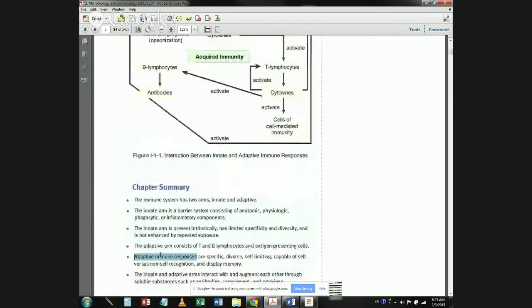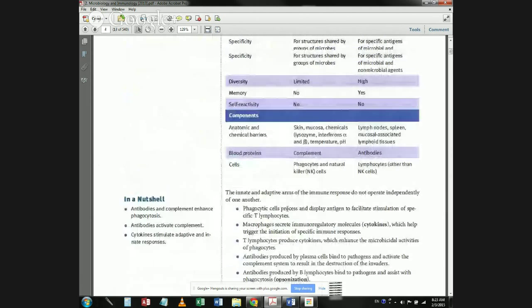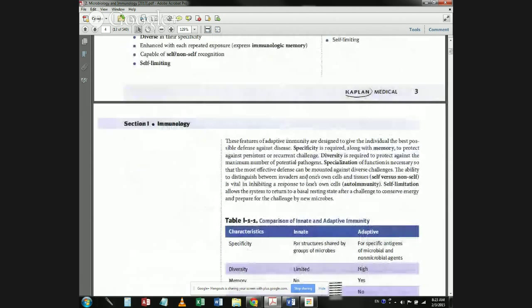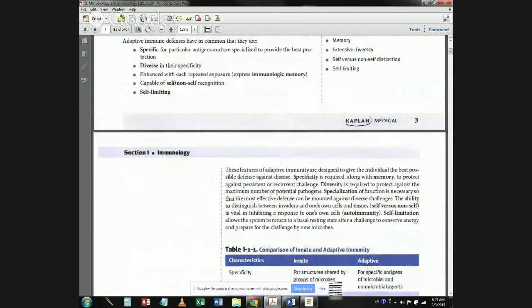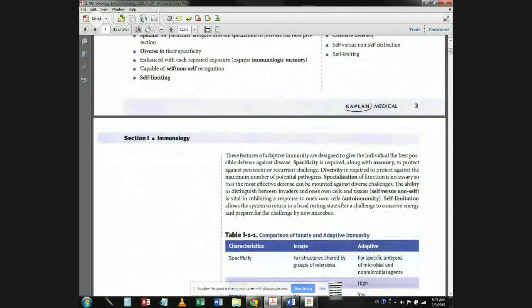This is one point I want to review again. So when we say specificity and memory to protect against persistent or recurrent challenges, specific meaning to an antigen, for instance. Memory meaning you remember from the last time you were infected. Diversity meaning it is able to deal with different types of microbes.